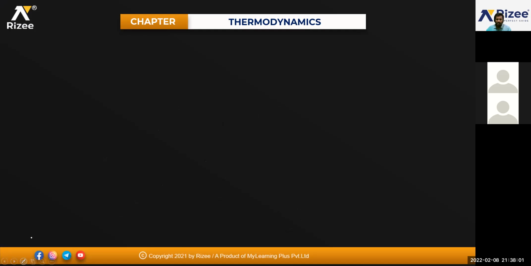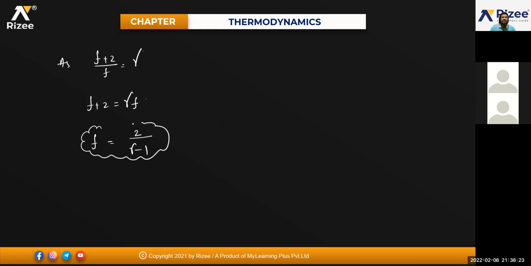Standard values. Next one. As (F plus 2) divided by F is equal to gamma, I can write F plus 2 is equal to gamma times F. So F will be equal to how much, beta? 2 divided by gamma minus 1. So F is equal to 2 divided by (gamma minus 1).